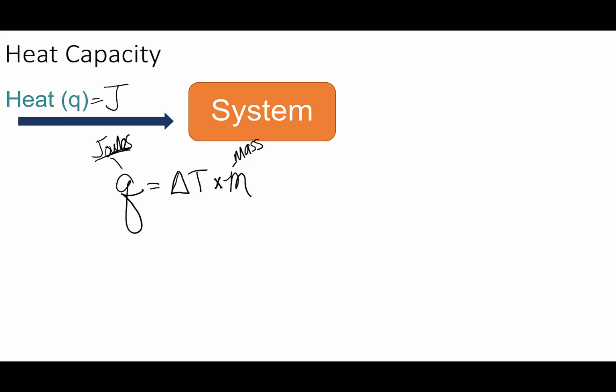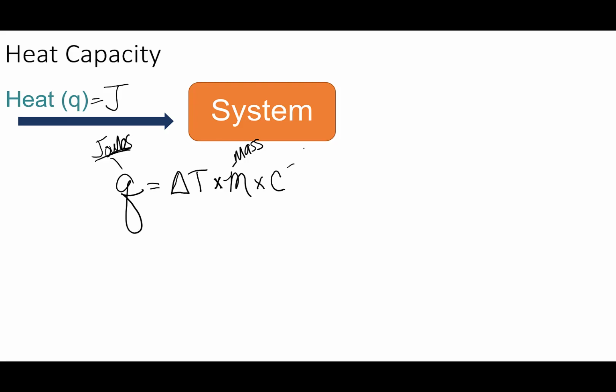A piece of metal is going to absorb heat differently than a piece of wood, which is going to absorb heat differently than a piece of plastic, which is going to absorb heat differently than water, right? So whatever the substance is going to factor into this. So the way that we acknowledge the difference in substance is with this new variable C.